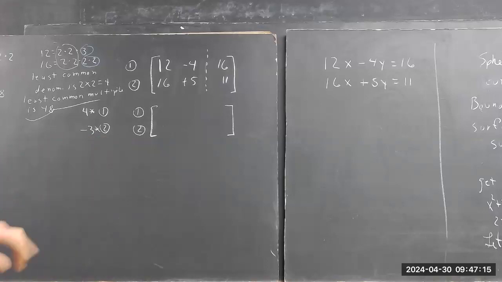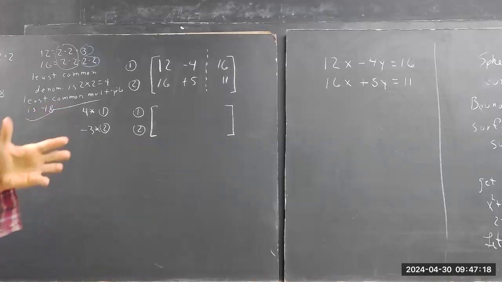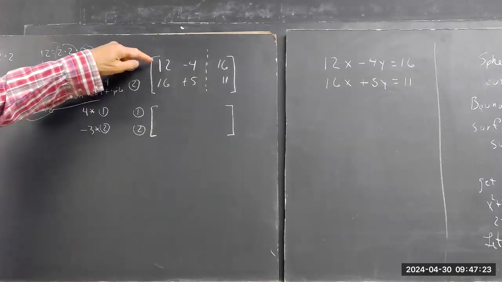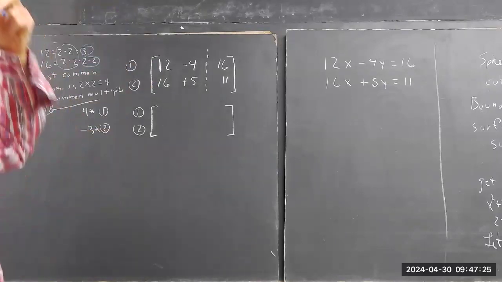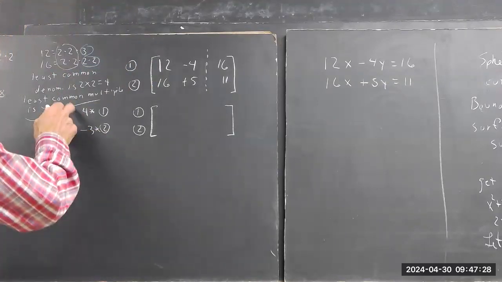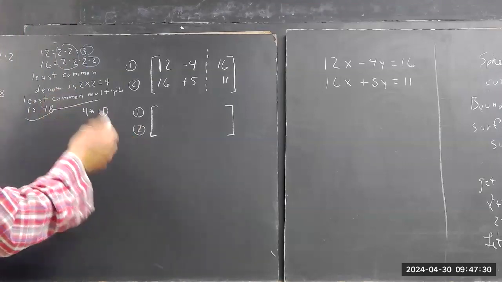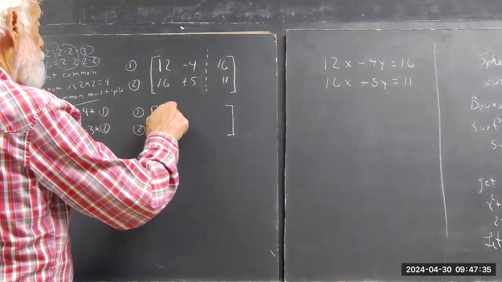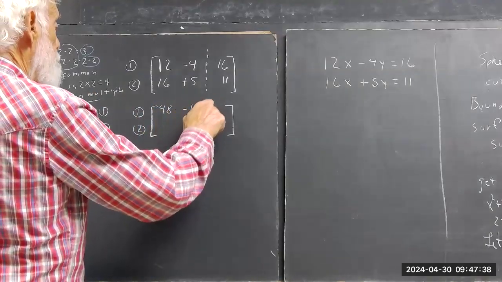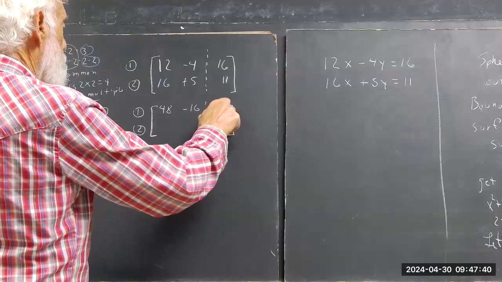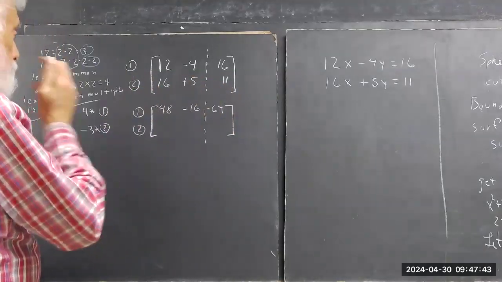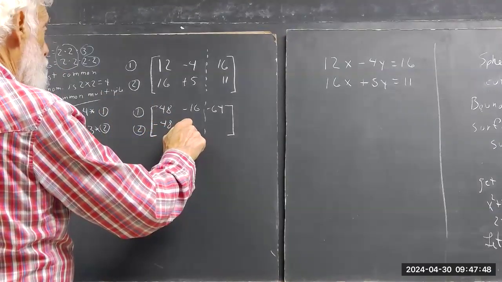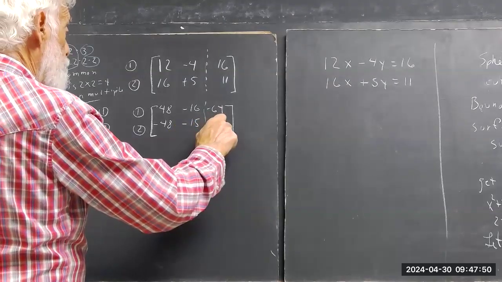Now, that's what you do if you don't want to work with big numbers. It's okay to multiply this by negative 16 and this by 12, for example. You just get bigger numbers. There's an advantage to doing it this way, and it's worth thinking about. Okay, anyhow, we do it. 4 times equation 1 gives us 48, negative 16, and negative 64. Negative 3 times equation 2, or line 2, gives us negative 48, negative 15, and negative 33.